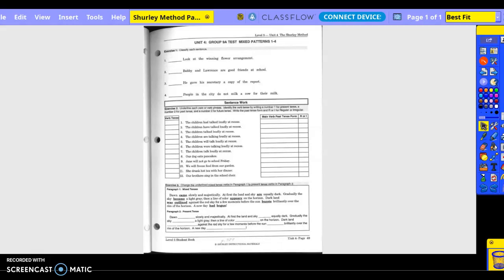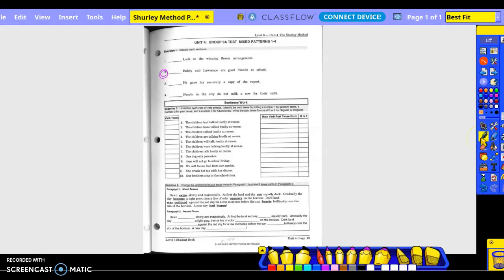You guys are going to do number 2 for homework, and it's subject, noun, linking verb, predicate, noun, pattern 4 check is what that one is, the pattern.